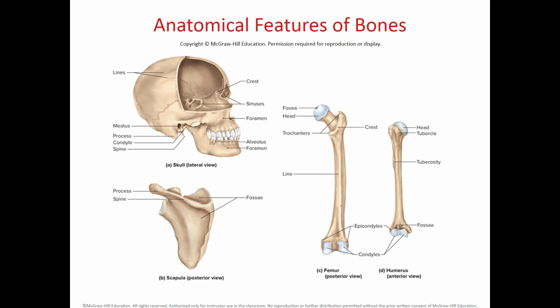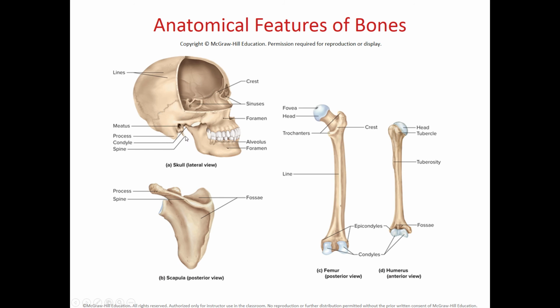So here there are some examples of the markings of the bones. Here we have a couple of lines that are important for the attachment of a muscle that is called the temporalis muscle. And then we have here a meatus or a canal. Here we have a condyle of this bone that is called the mandible, and this condyle articulates with the fossa in this bone that is called the temporal bone.